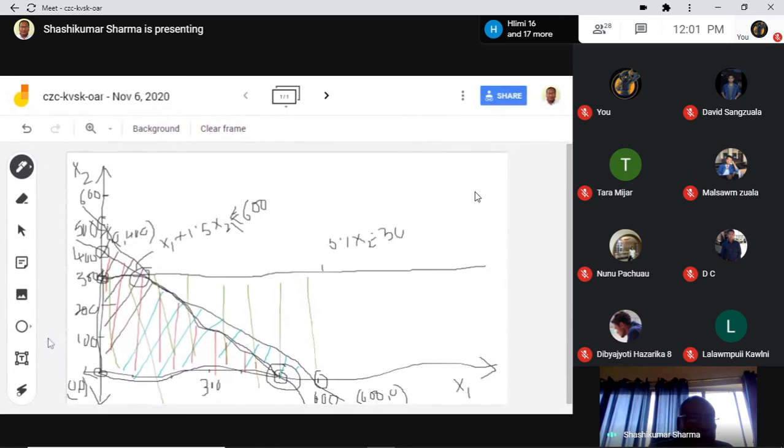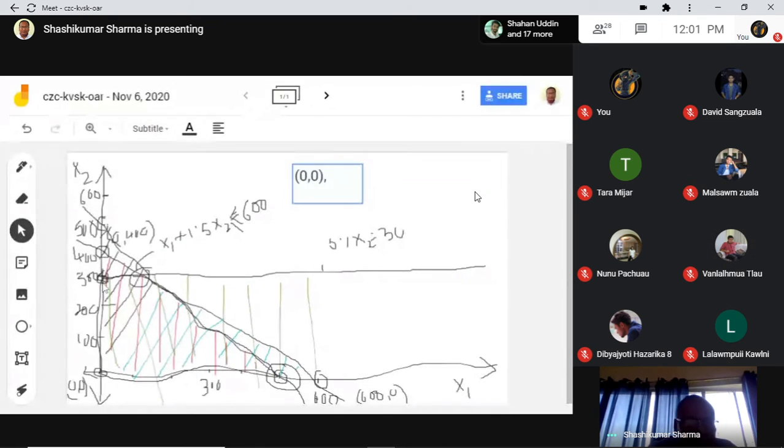Now what are these points? Let us take up these coordinates. The first coordinate that we have is 0, 0. 0, 0 is again no use. The second point is 0, 300.